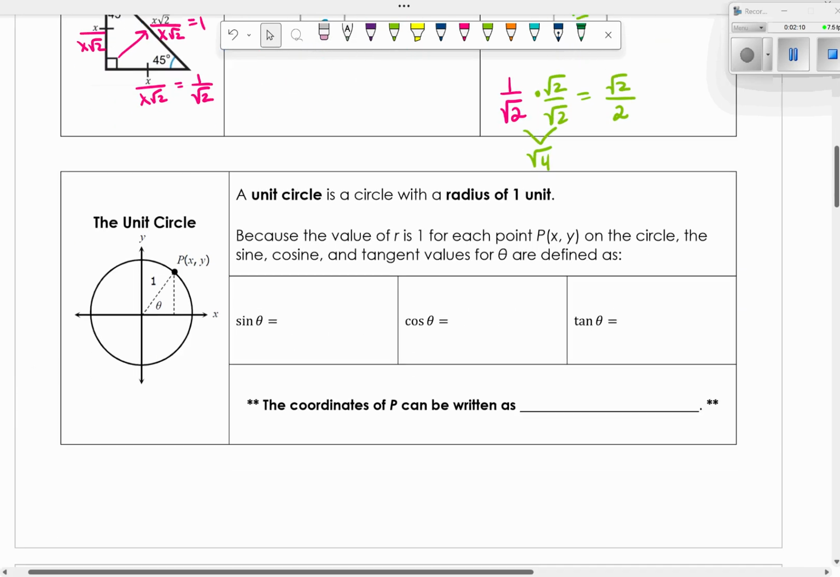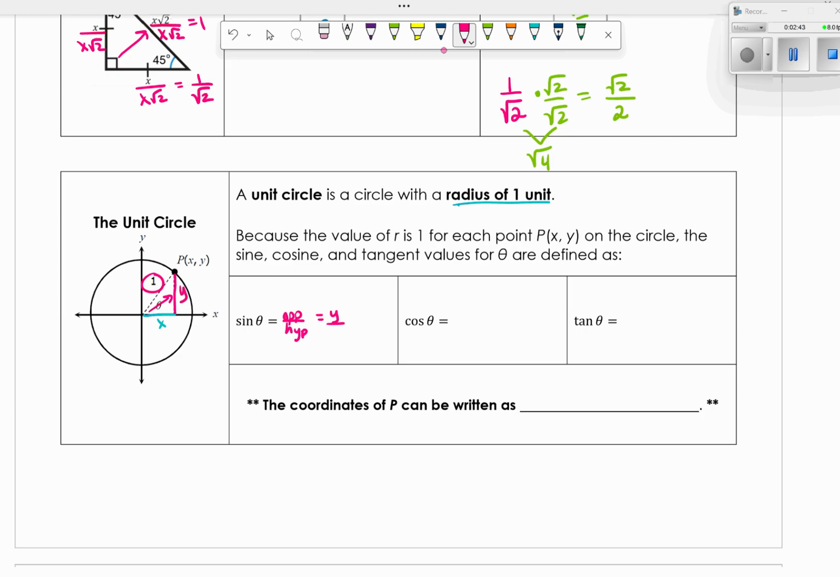So let's think about then what a unit circle is. A unit circle is a circle with a radius of 1 unit. Because the value of r is 1 for each point P(x, y) in the circle, the sine, cosine, and tangent values for theta are defined as the following. So remember, theta is just the angle that we have. To get to this point, we're going over x distance and up y. So sine, remember, is the opposite over the hypotenuse. The opposite of the angle is across from it, so that's y. And the hypotenuse in this case is 1, so y over 1 is just y.